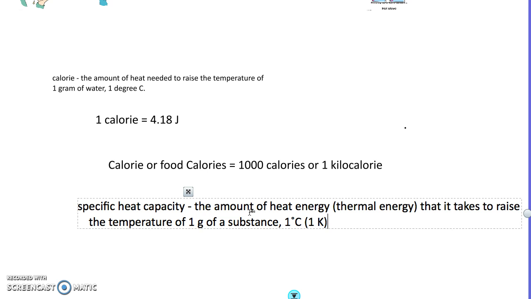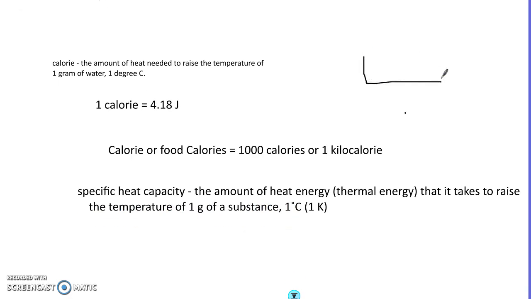So how much heat energy does it take to raise the temperature of 1 gram of something 1 degree? Now, someone says, oh, that might be about the same. But think about this for a second. Say we have a hot plate, illustrated by this excellent square right here. We'll just say this is a little burner thing on top of it.